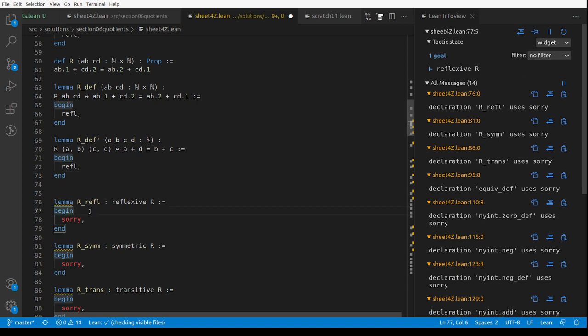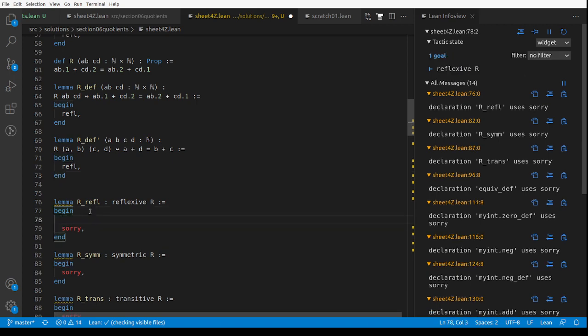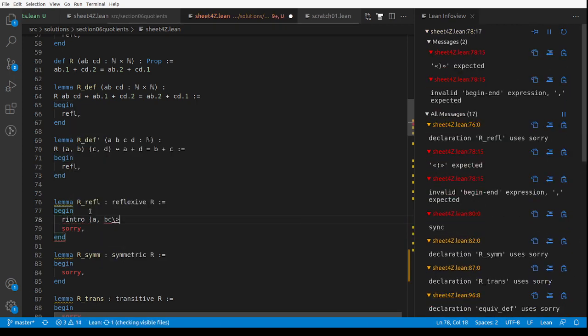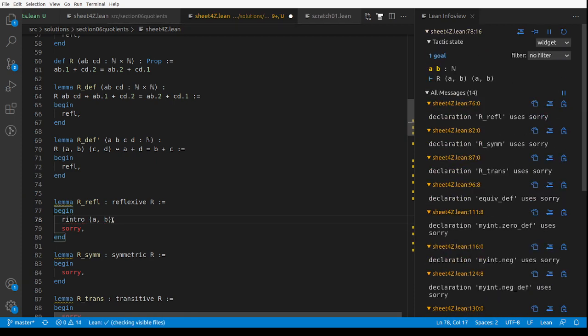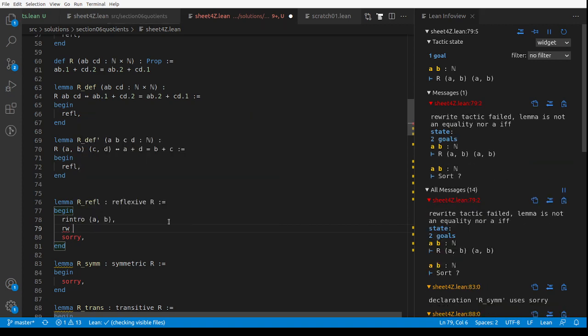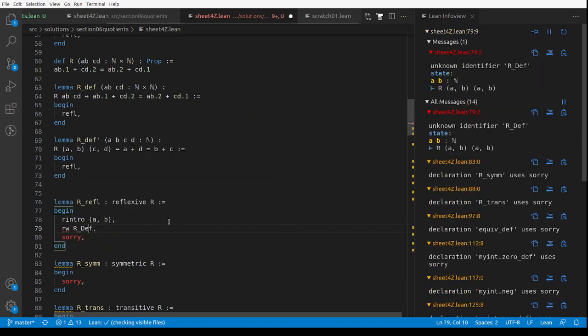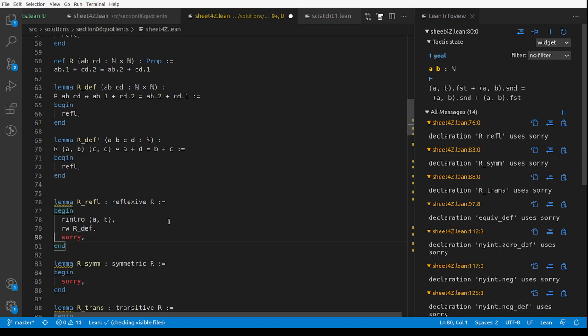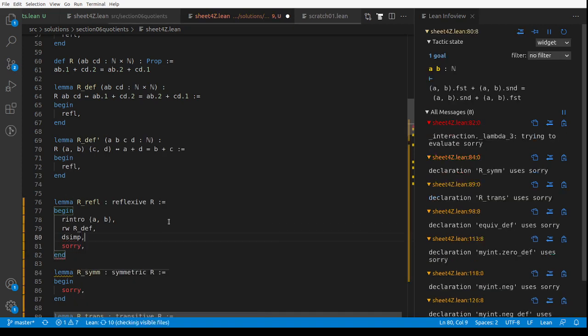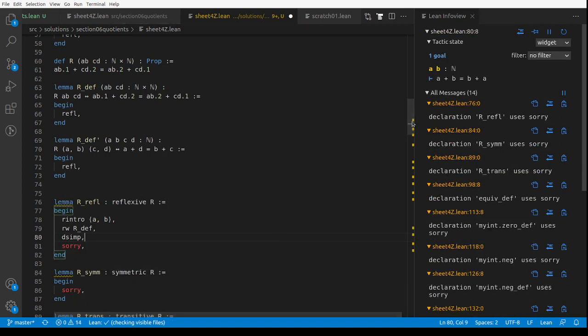So let's prove our relation is reflexive. So rintro AB, instead of just intro x and then cases x. If I rewrite R, let's see what the thing says. What are we trying to prove? And then dsimp it. So we're trying to prove that A plus B is B plus A.